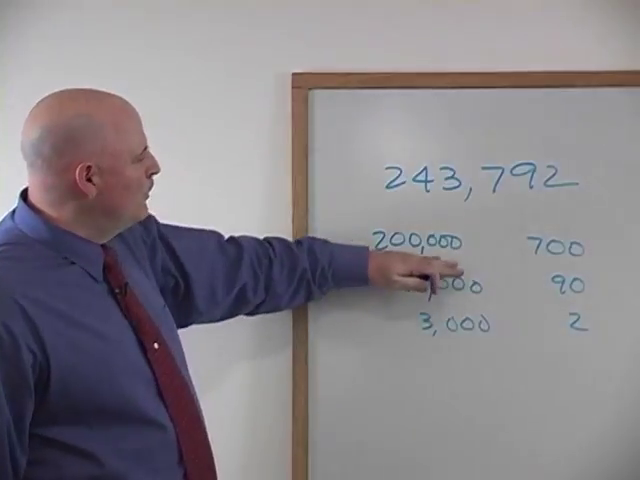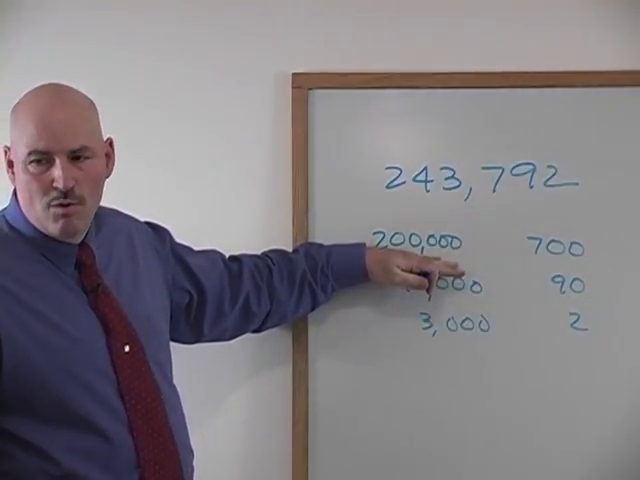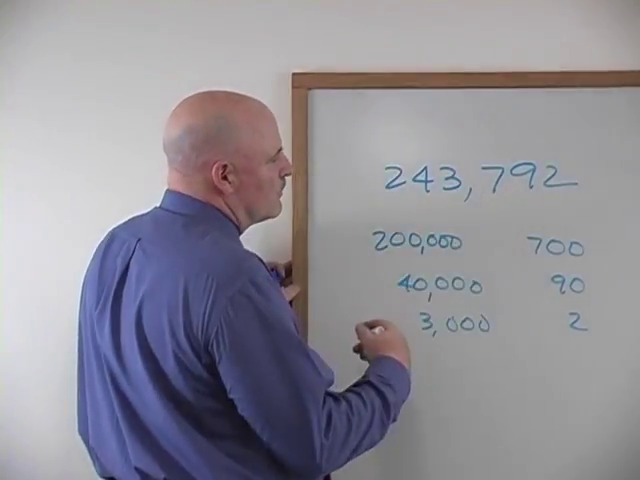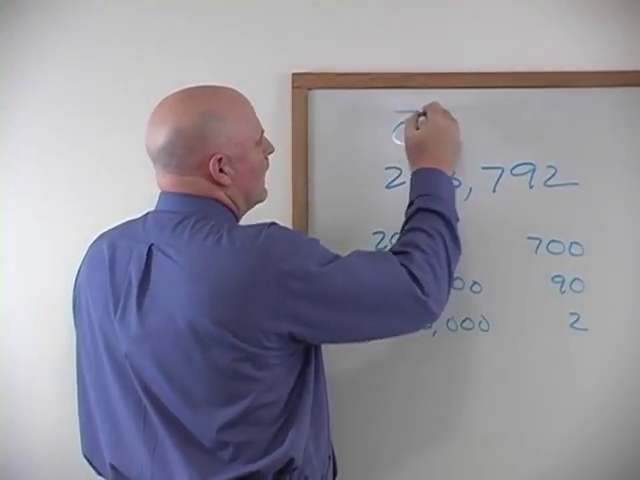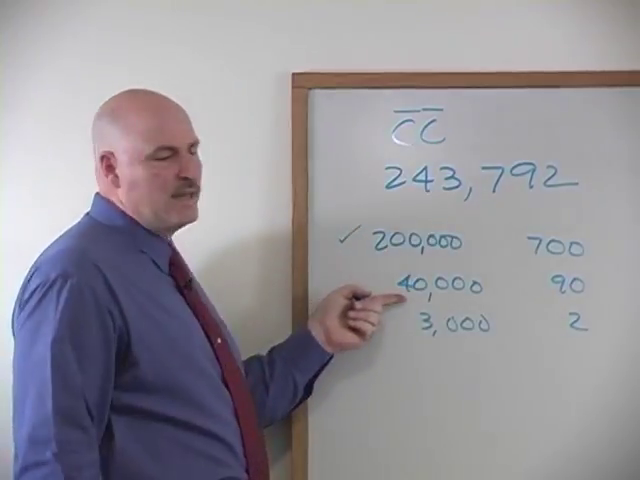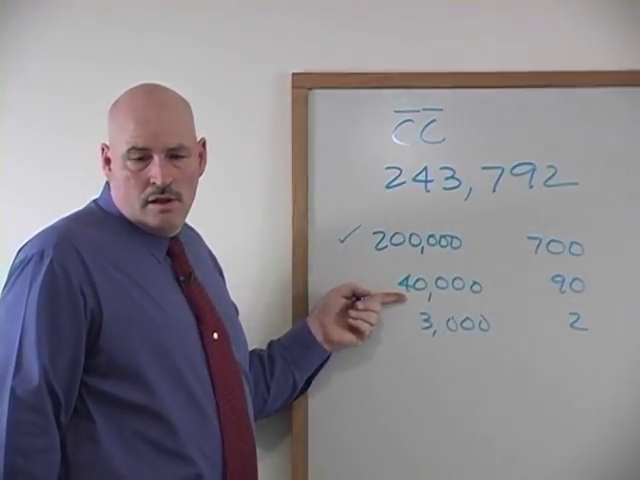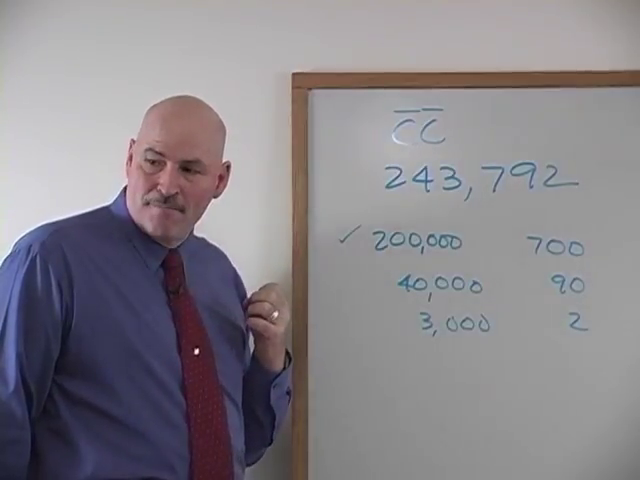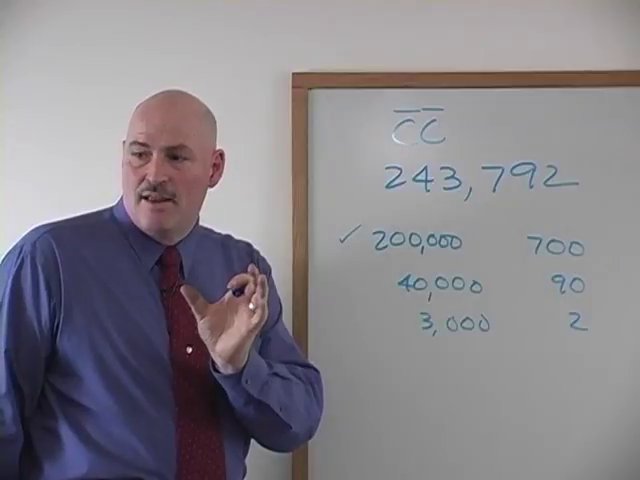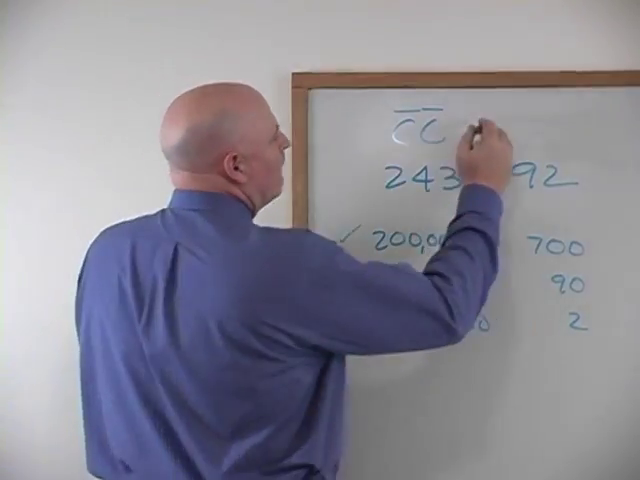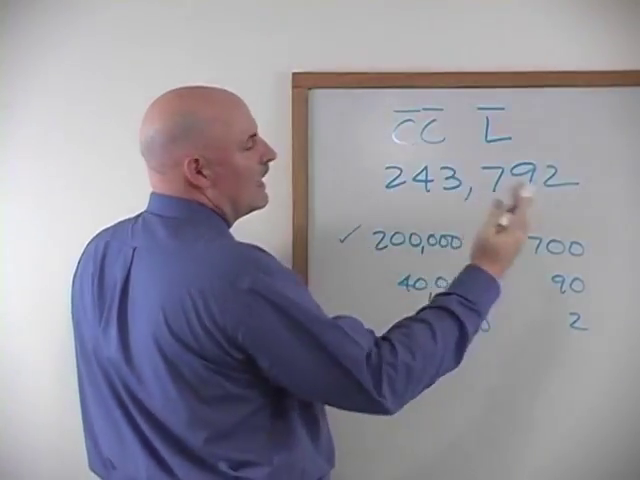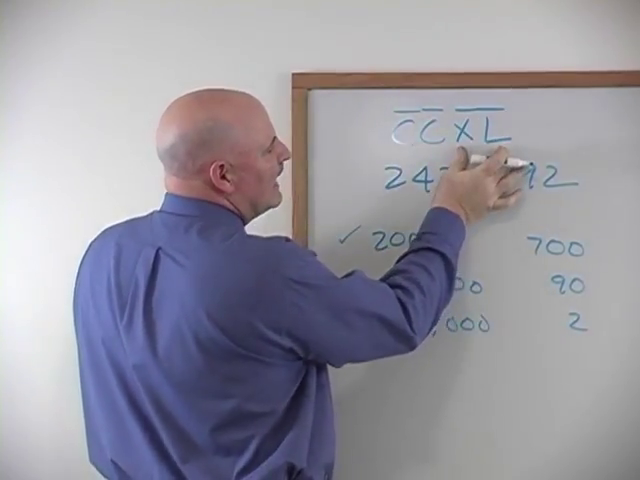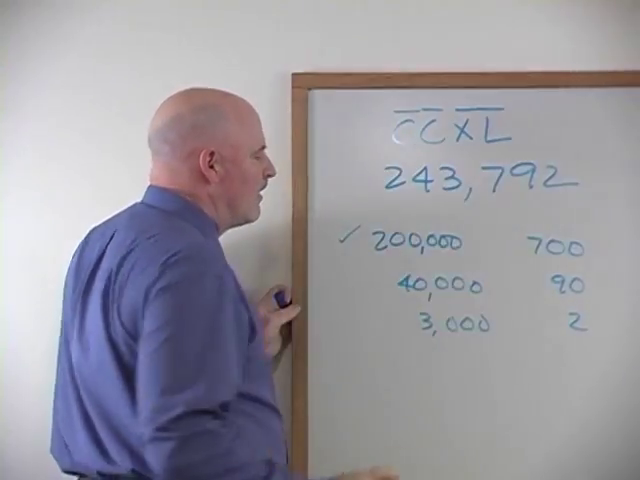So what would we do for 200,000? What would 100,000 be? C with a line. So you'd have how many of those? 2 C's with lines. All right, got that one. How about 40,000? Well, what would 50,000 be? L. L is 50. With a line would be 50,000. But we got to take X with a line. X with a line. Very good. Because XL is 40,000. All right, so we've done this one.